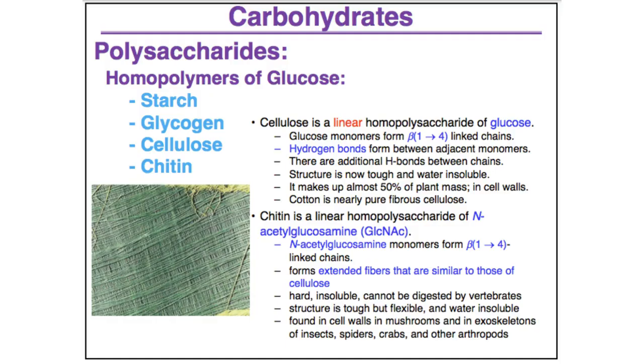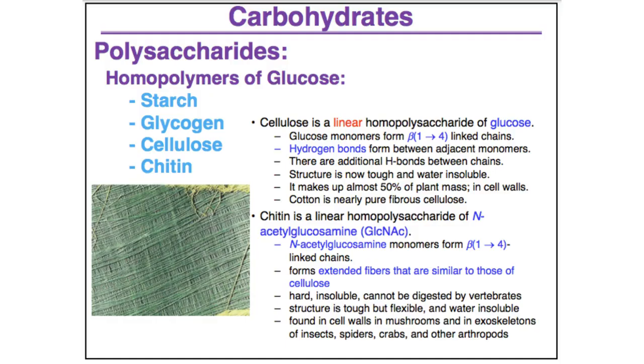The structure is now tough and water insoluble for the cellulose, and it makes up almost 50% of plant mass in cell walls. And cotton is nearly pure fibrous cellulose.